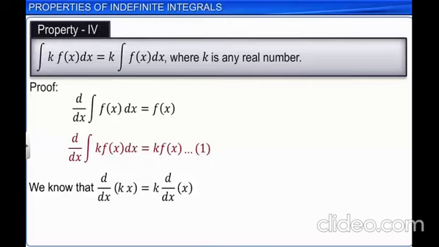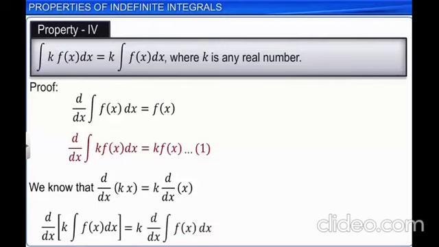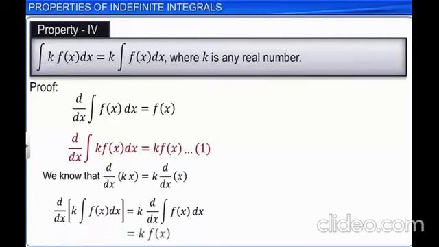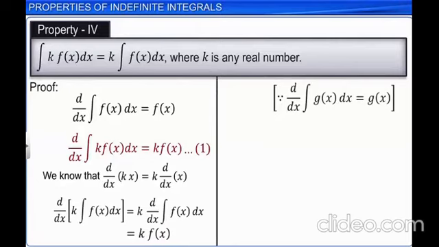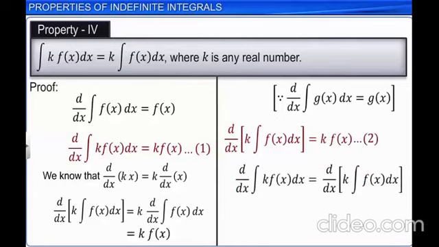In a similar way, d by dx of k into integral of f of x into dx is equal to k into d by dx of integral of f of x dx. This can be further simplified as k into f of x, since we know that the derivative of integral of g of x into dx is equal to g of x. Therefore, derivative of k into integral of f of x into dx is equal to k into f of x. Let's take this as equation 2. From equations 1 and 2, we have d by dx of integral of k into f of x dx is equal to d by dx of k into integral of f of x into dx.